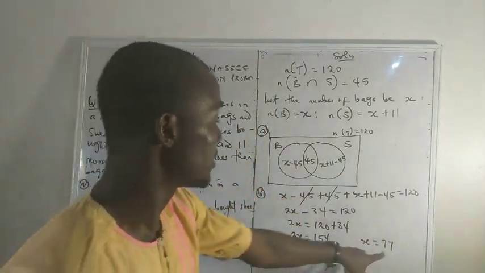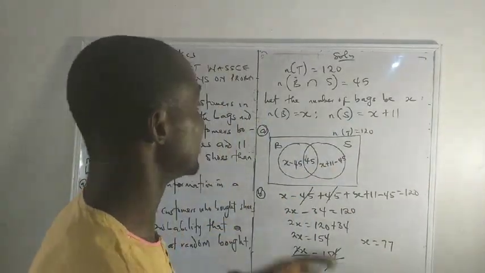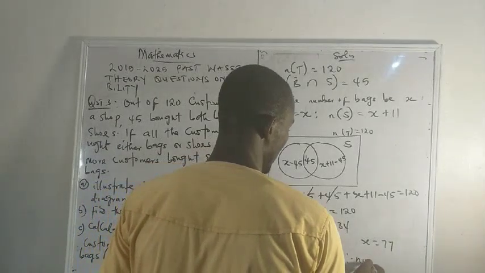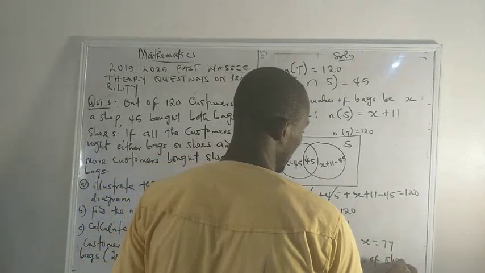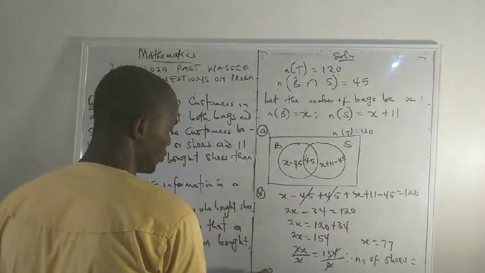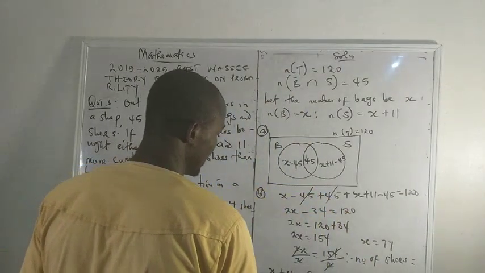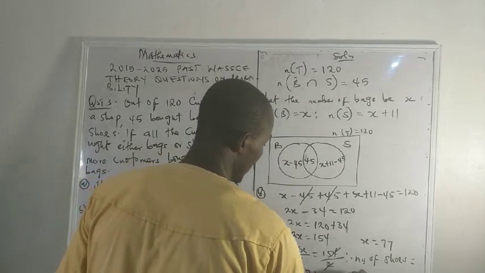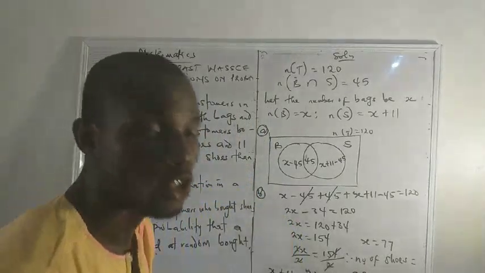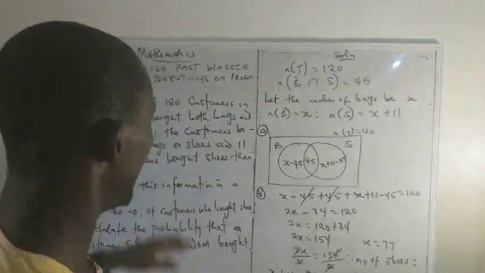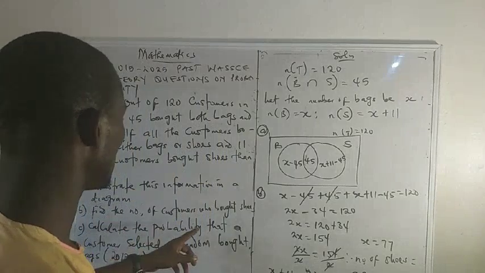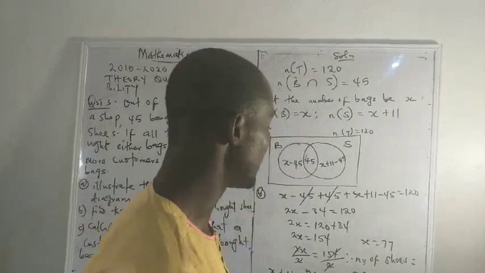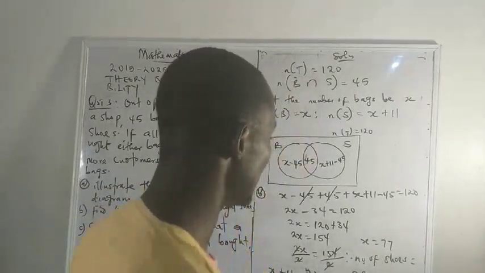So you are going to have 77, but the question says we should get the number of shoes. So therefore, number of shoes is equal to X plus 11, and that is 77 plus 11, which will give us 88. So 88 customers bought shoes. They say find number of customers who bought shoes. So those who bought shoes, 77 plus 11, and that gives us 88.